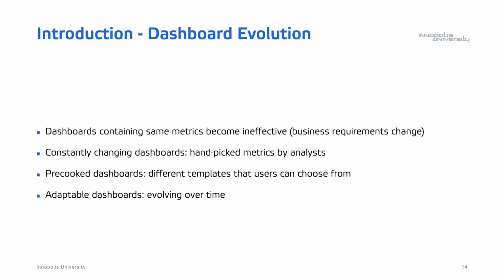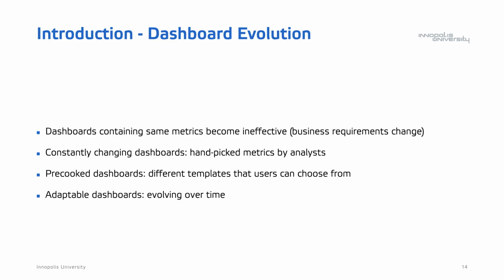This is how dashboards evolved. What I have shown previously, they only had the same metrics all the time, and then they tried changing the metrics by having analysts handpick them. And then a new idea was proposed, to use precooked dashboards, which are different templates that users can choose from. This solves a lot of problems in handpicking metrics, because analysts need to do this job only once. They can predefine a set of templates, and then people can just choose between these templates.